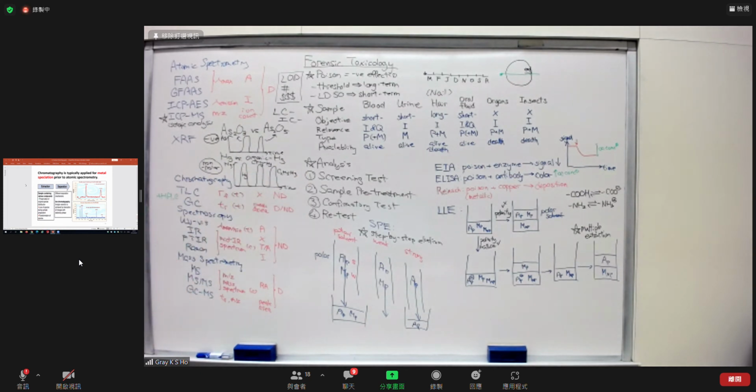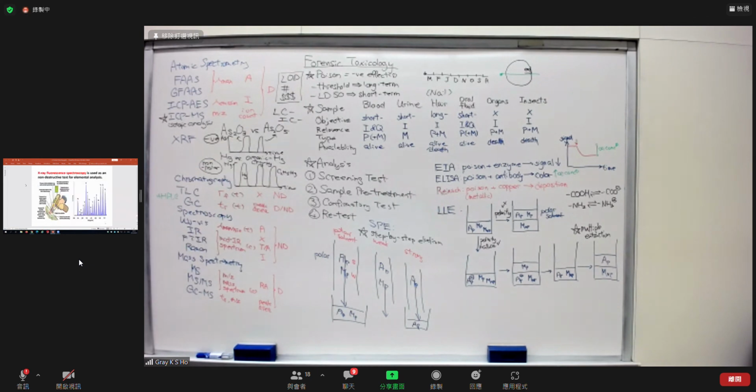So right here, what I want to pinpoint to you is that atomic spectrometry is not always used by itself. Sometimes, if we really need the speciation, we need a hyphenated technique, LC-ICP-MS or even IC-ICP-MS.